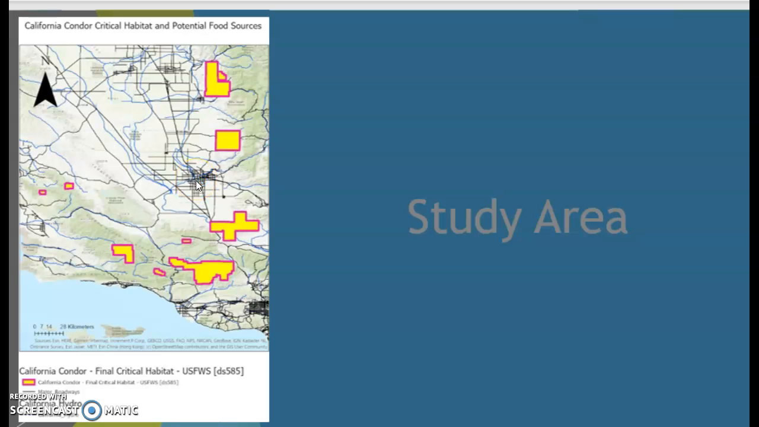And what I'm hoping to show with that is that the California condor habitats tend to be close to these different human hubs. And that's because they're primarily scavengers, and that's how they would find their food.